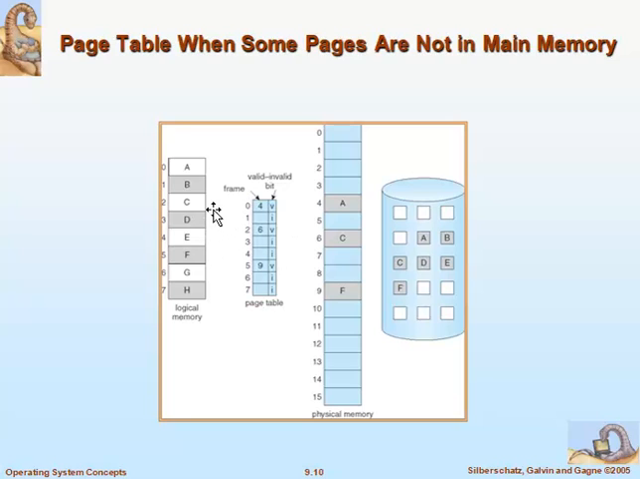So you can see we have pages A, C and F that are mapped to frames. A is page 0, mapped to frame number 0. C is mapped to frame number 6, and page F, which is page 5, is mapped to frame number 9. So this is how the mapping takes place in the page table.